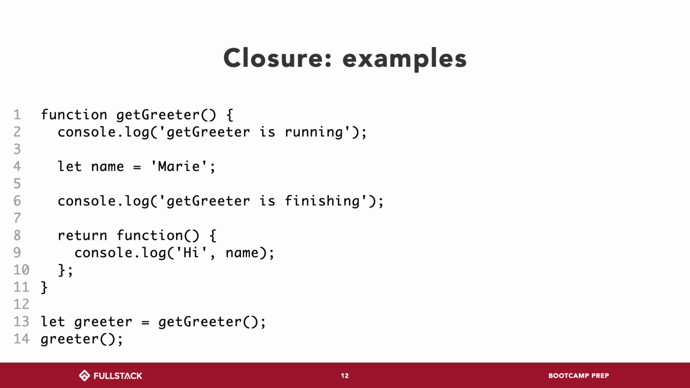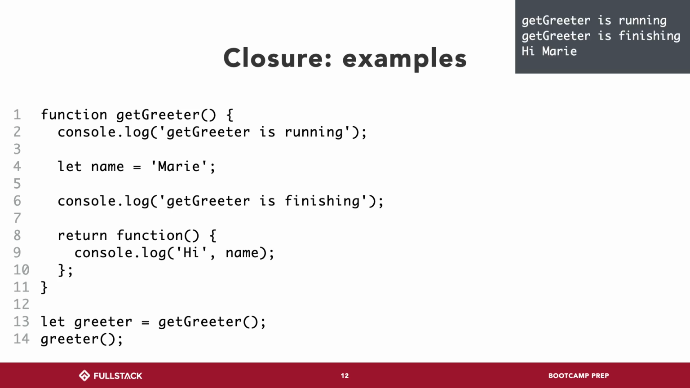First, it's going to console log getGreeter is running. Then, it's going to set a variable name equal to Mary. Then, it's going to console log getGreeter is finishing, because the next line is a return statement. So getGreeter will run, and then this will return a function, an anonymous function, that just console logs hi name. So now greeter is assigned to that. Greeter, if you invoke it after getGreeter is done running, it still has access to that name.